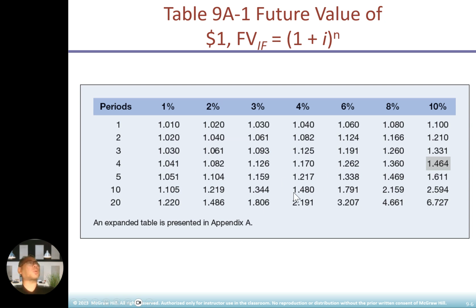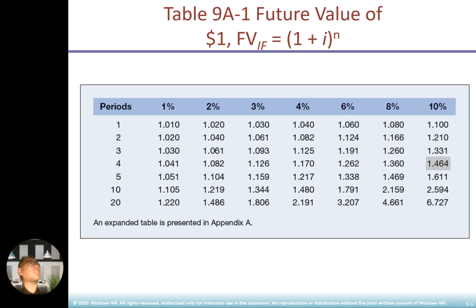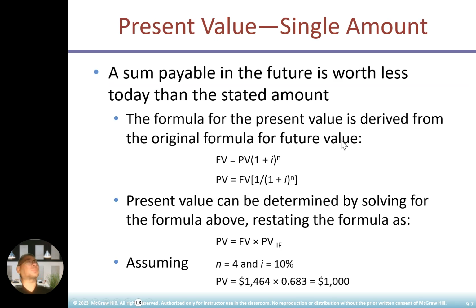If you're using a table, this is what I used 30 years ago, when we did not have a financial calculator. For the fourth year at 10%, we use 1.464. That's where this number comes from. So the easiest way is to use a calculator.